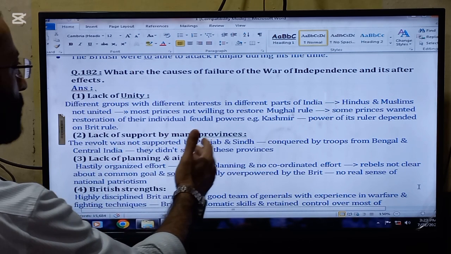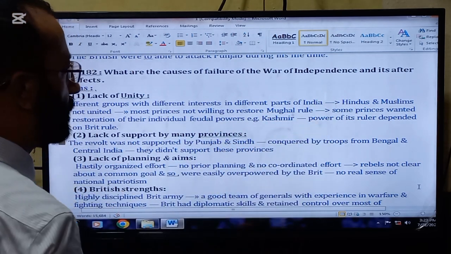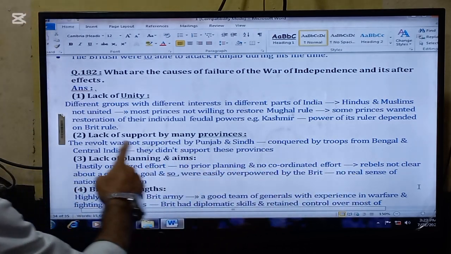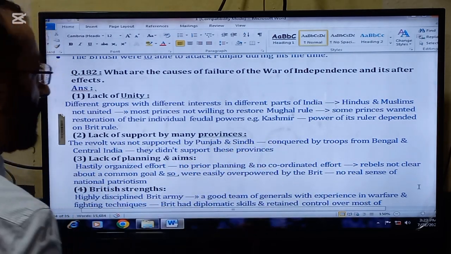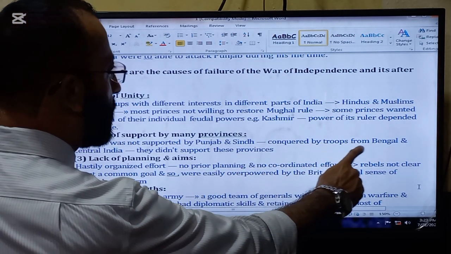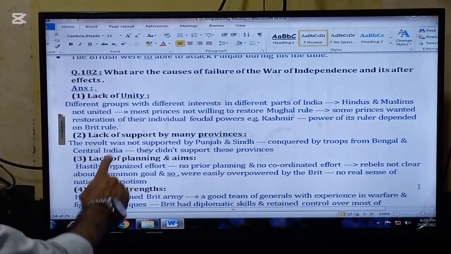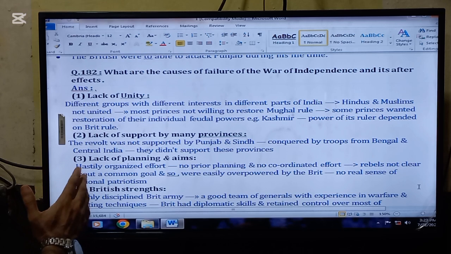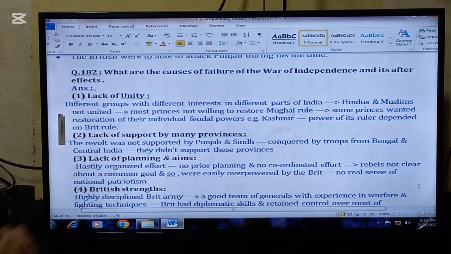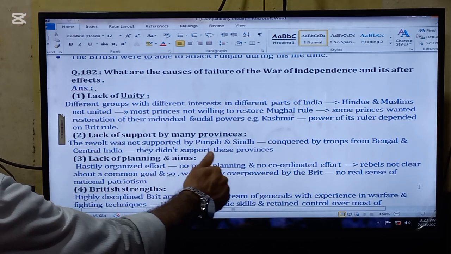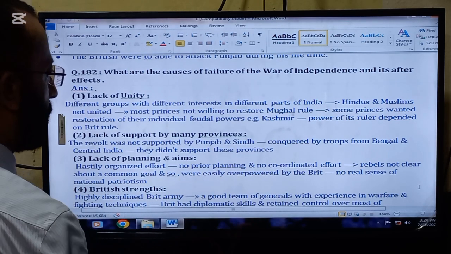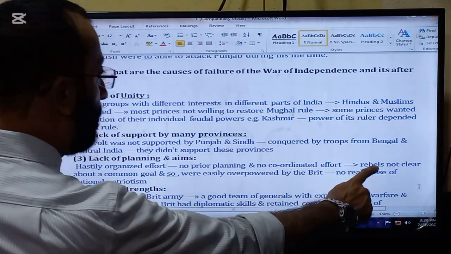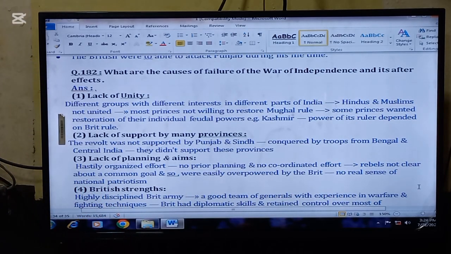Most princes were not willing to restore Mughal rule. Some princes wanted restoration of their individual feudal powers, for example, Kashmir. The power of its ruler depended on British rule. The next important reason for the failure is lack of support by many provinces. The revolt was not supported by Punjab and Sindh. They were conquered by troops from Bengal and central India. They didn't support these provinces.